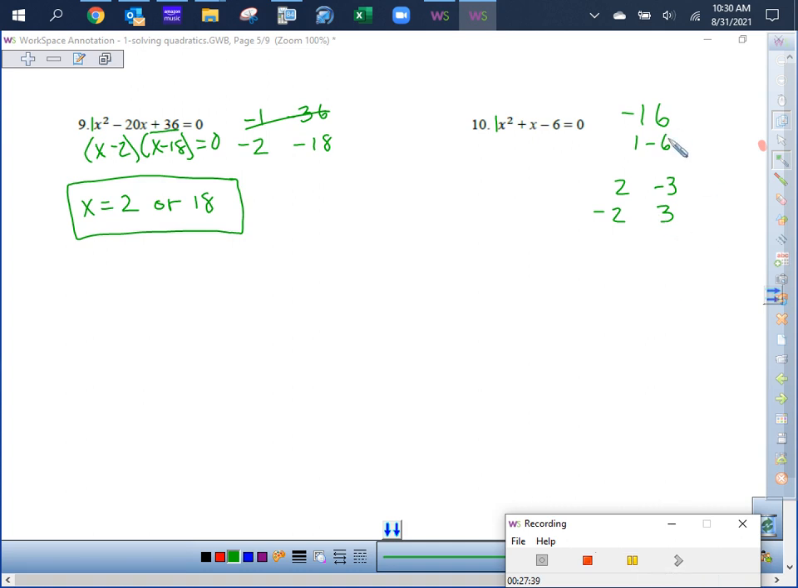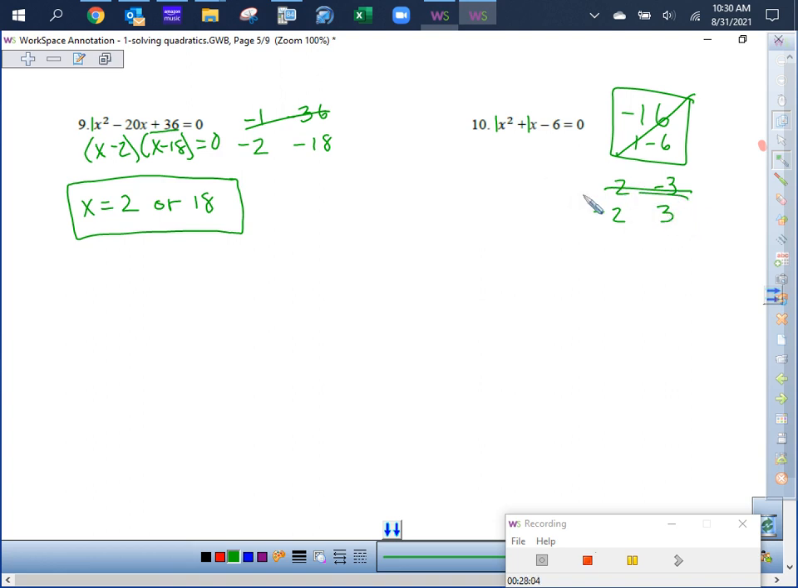Start over. These are all the multiples of negative 6. Up here, any of these add up to be 1, right? They got to add together to be 1. Does that work? Nope. Down here, 2 and negative 3. They multiply together to be negative 6. Do they add up to be 1? They add up to be negative 1. Does negative 2 and positive 3 add together to be 1?